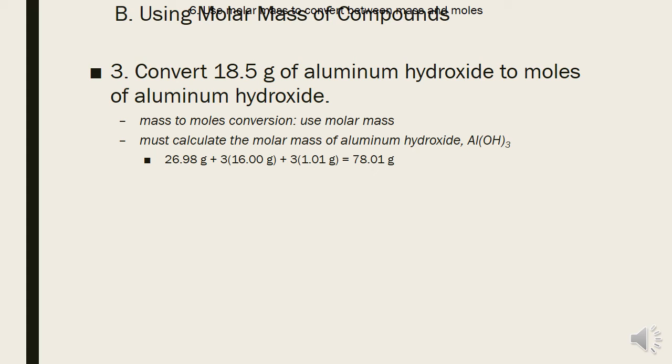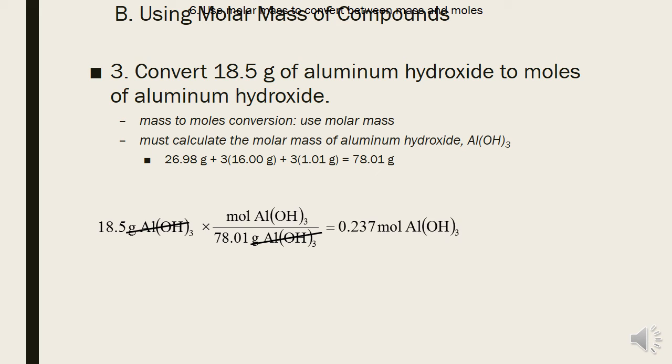Now as far as the problem is worked, we're starting with a mass, so our molar mass needs to go in the denominator of our conversion factor. So notice that 78.01 grams goes in the denominator. So grams of aluminum hydroxide cancel. We're left with moles as we set out to find, and that should give you 0.237 moles of aluminum hydroxide.